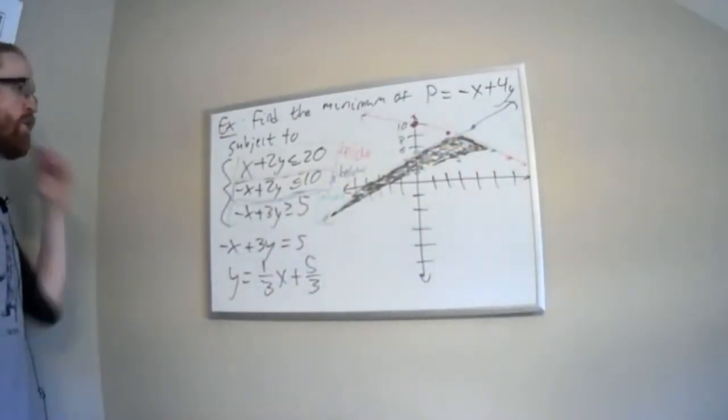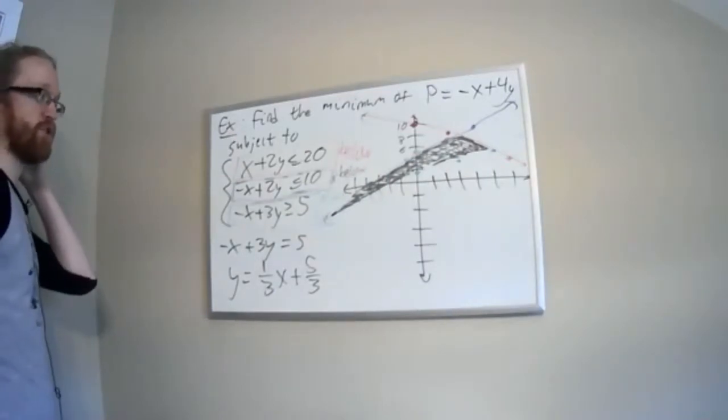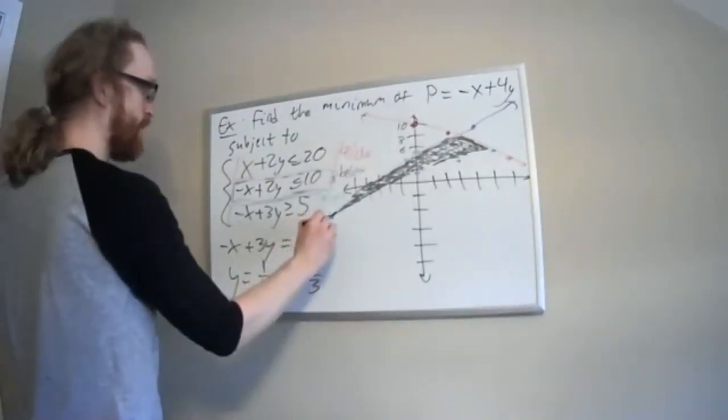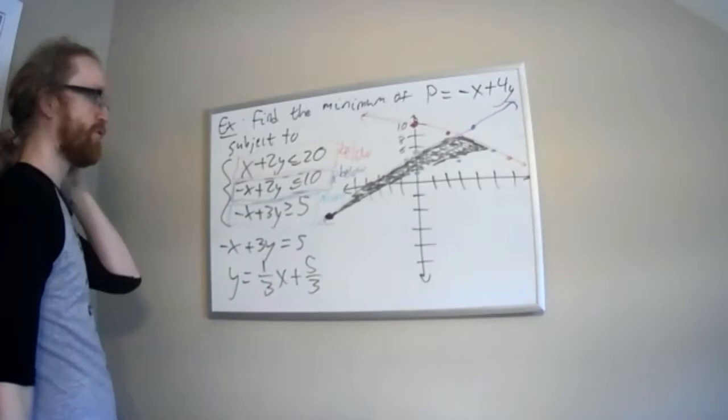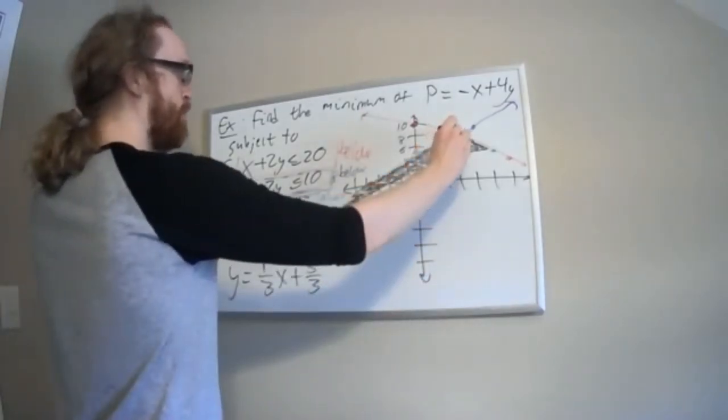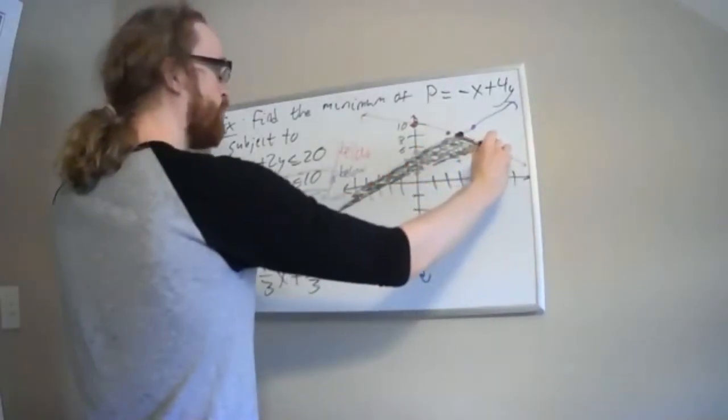Okay, so how many corner points do I have? Well, the feasible set is a triangle. So I have a corner point down here where the green and the purple intersect. I have a corner point here where the red and the purple intersect, and I have another corner point here where the red and the green intersect.